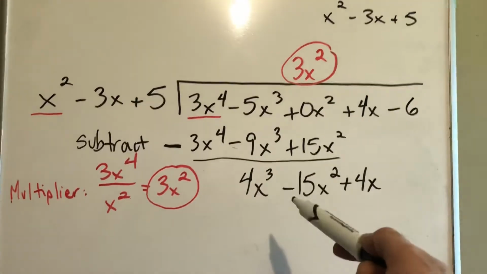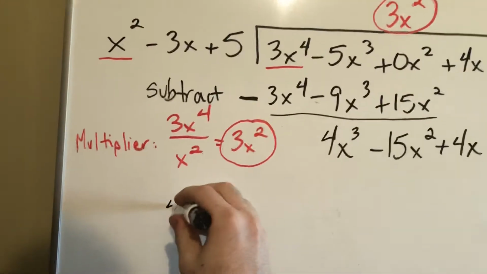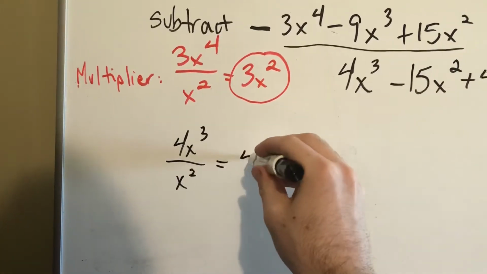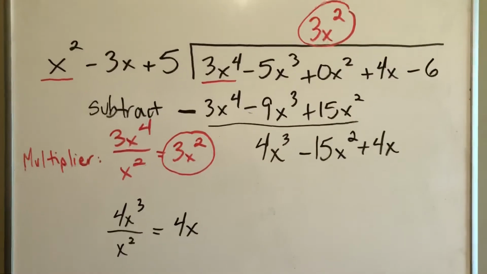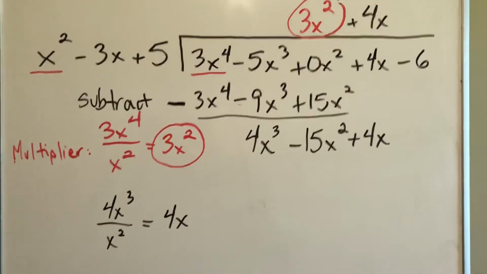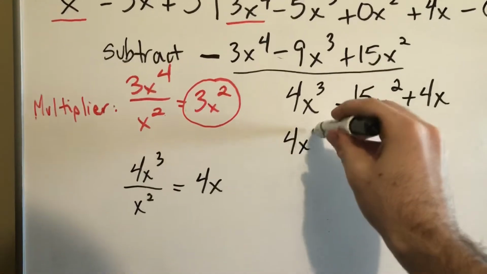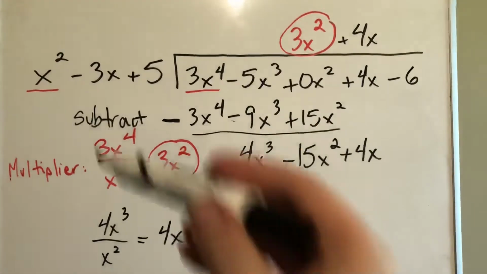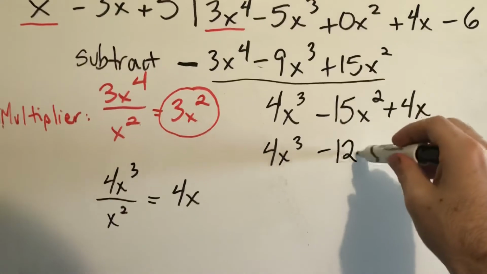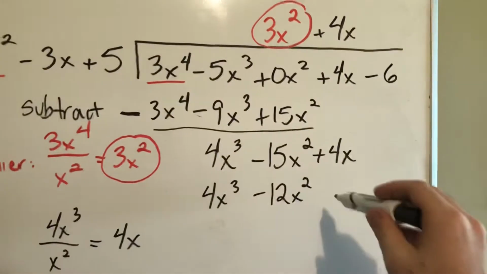I'm going to take the highest exponent term here and divide it by the highest exponent term here again. So 4x cubed divided by x squared leaves me with 4x. So that is going to be the second term in my answer, and it's going to be the multiplier for this next step of long division. 4x times x squared gives me 4x cubed. 4x times negative 3x gives me negative 12x squared. 4x times 5 gives me plus 20x.